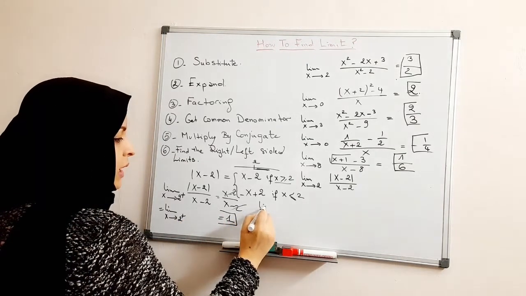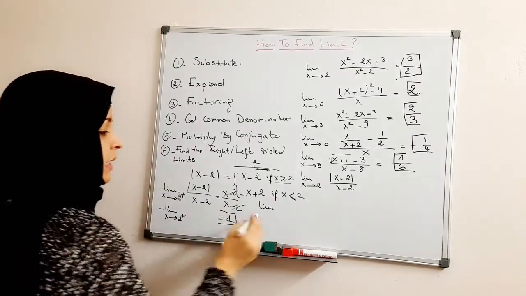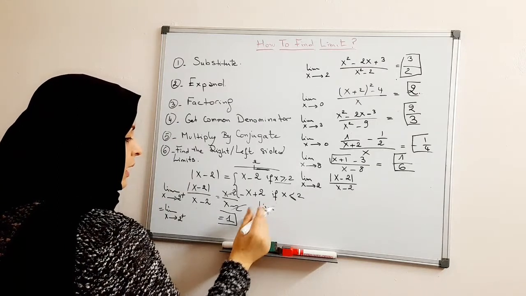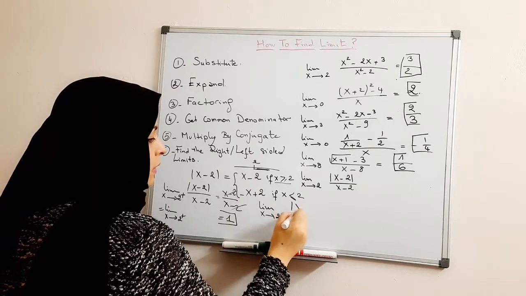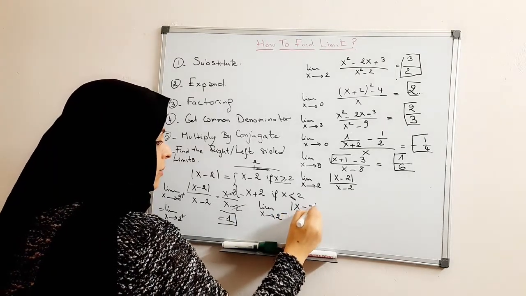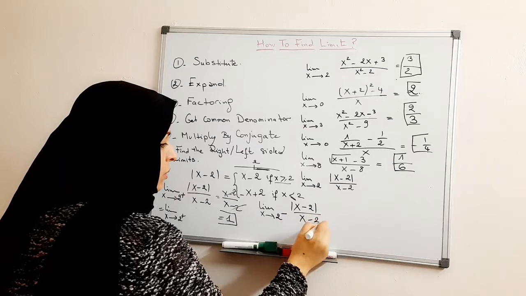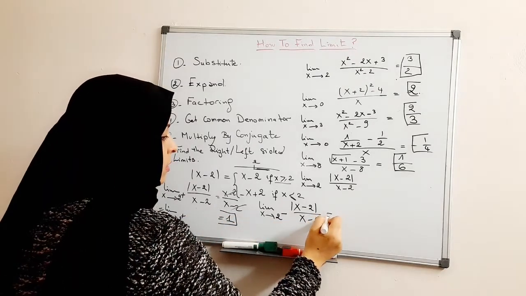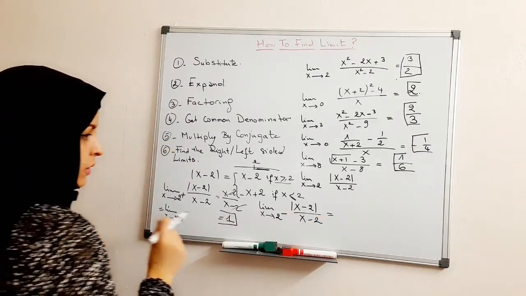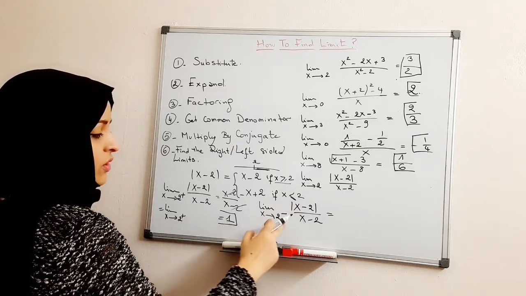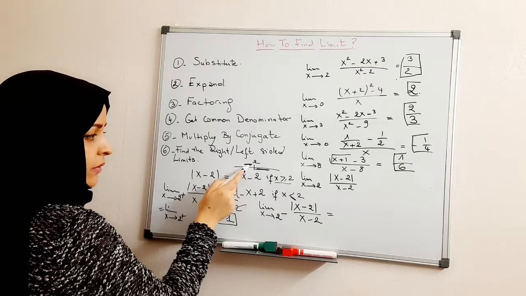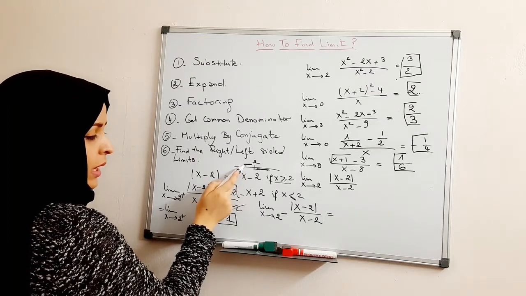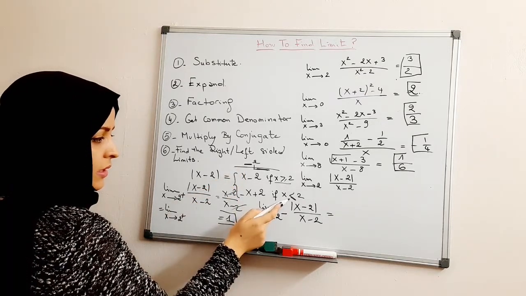Now let's find the left-sided limit. The limit when x approaches 2 from the left of the absolute value of x minus 2 over x minus 2 is equal to, so when x approaches 2 from the left side, we have x is less than 2.